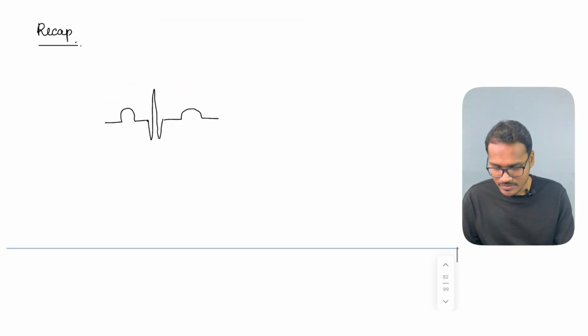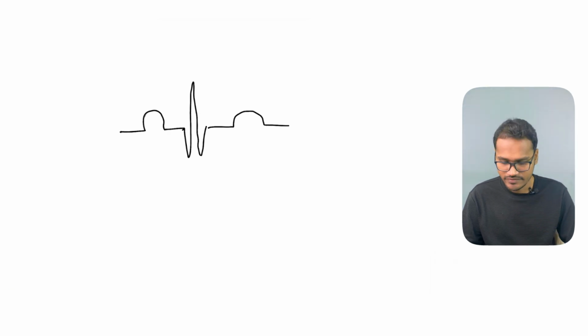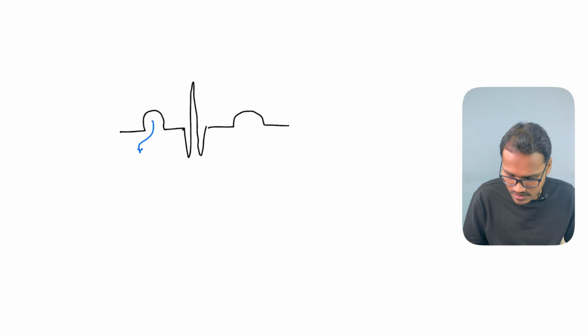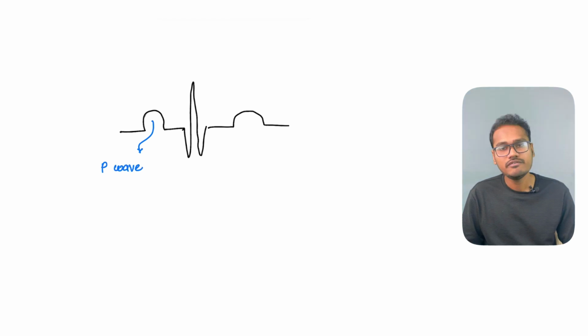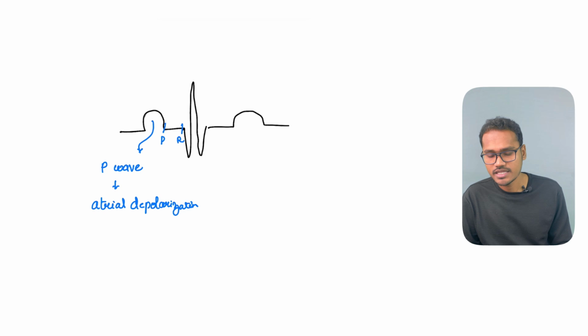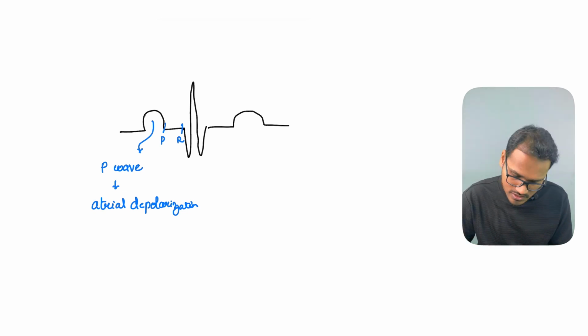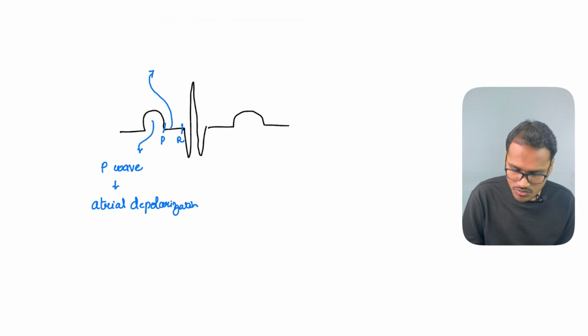So a small recap. I want you to pay attention to this recap because we are going to write specifically what activity is happening. First, this wave is the P wave, and the P wave is because of atrial depolarization. Next is this segment, the PR segment. Why do we say PR segment rather than PQ segment? In some ECG leads, the Q wave is not recorded. The Q wave can be absent in some of the leads, so that's why this name is given. The PR segment is due to AV nodal delay.